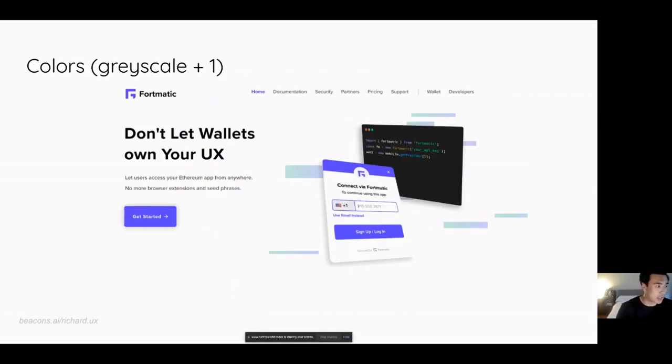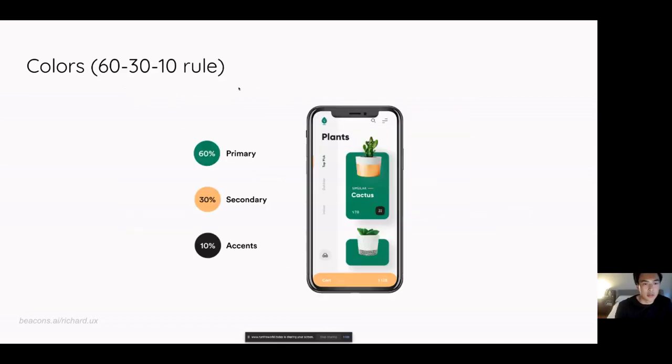Colors, general design tip. One of the safest ways to avoid designing a clashing UI is to design everything in grayscale and then only add your primary color to interactable elements. So the logo, the button, and the navigation. That's a very safe and easy way to have good color balance in your UI. If you want to get more advanced, there's something called the 60-30-10 rule. We have a 60%, 30%, 10% split between primary, secondary, and accents.